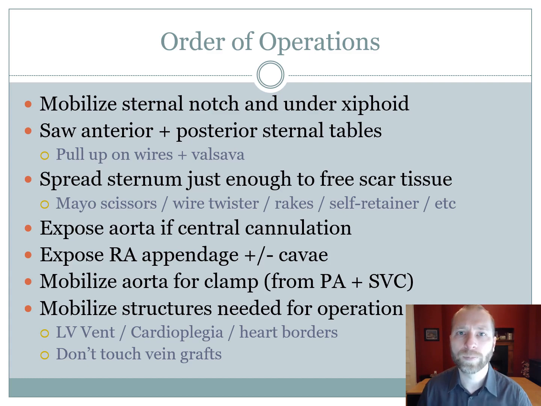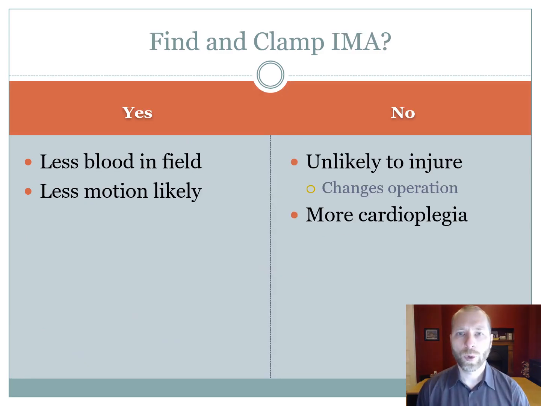cause emboli. A frequent debate between surgeons who are doing redo cardiac surgery is, should you find and clamp the internal mammary arteries, or should you let them be when a person has had previous coronary artery bypass surgery? Those people that say yes, you should find them and clamp them will say there's going to be less blood in the field and there's going to be less motion likely because the heart should have a good rest and not be filling up with warm blood that's causing the heart to keep moving.